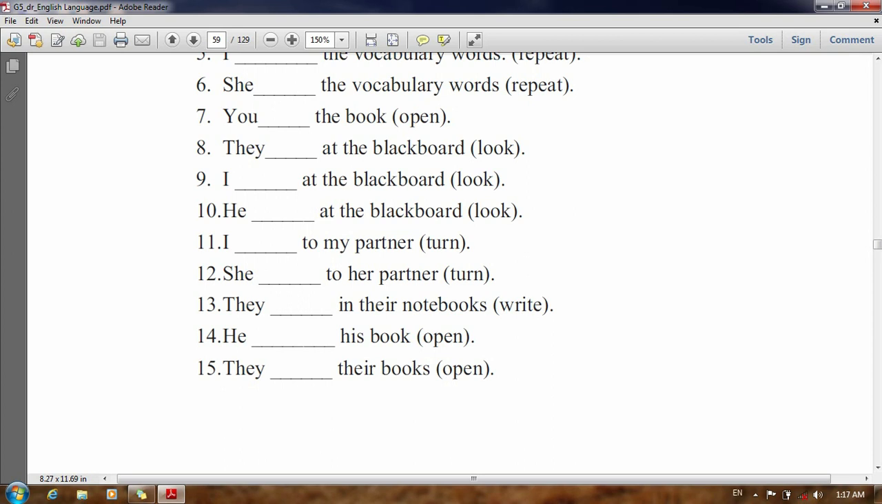I look at the blackboard. He looks at the blackboard.